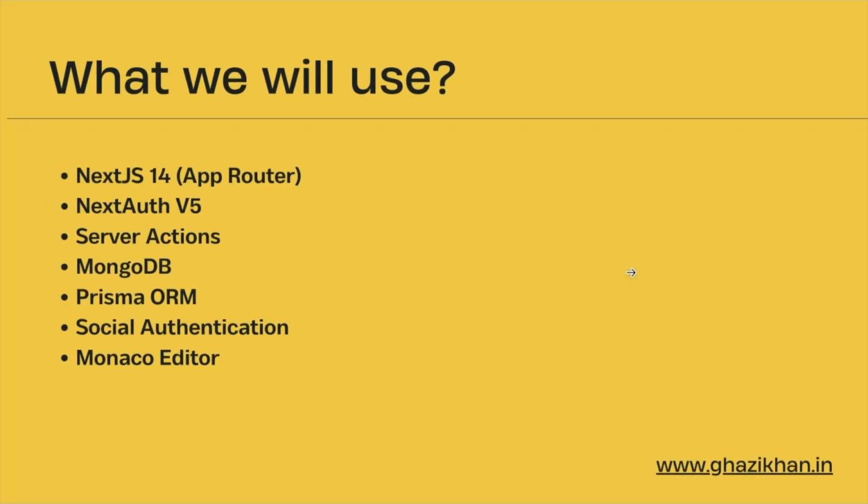So for this series, what we will be using: we'll use Next.js 14, NextAuth v5, which is Auth.js. We'll use server actions to connect to our database and query our database. MongoDB as our database, Prisma ORM for handling the DB queries, social authentication for which we will be using GitHub to be specific, and Monaco editor for handling our code editing.